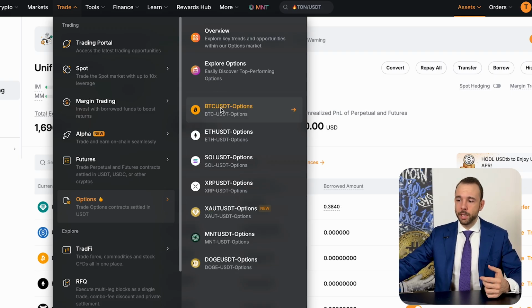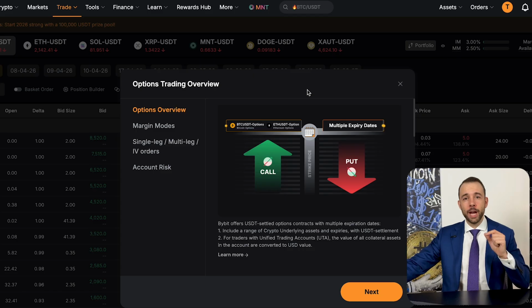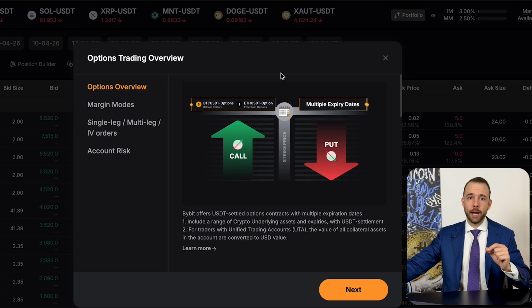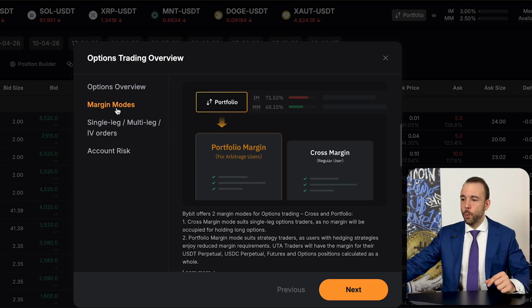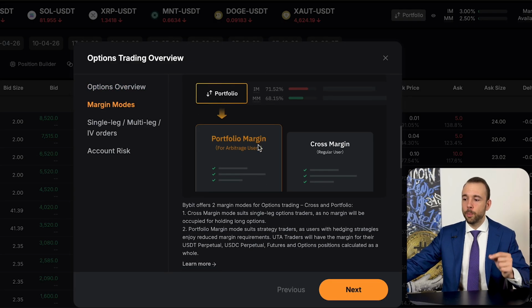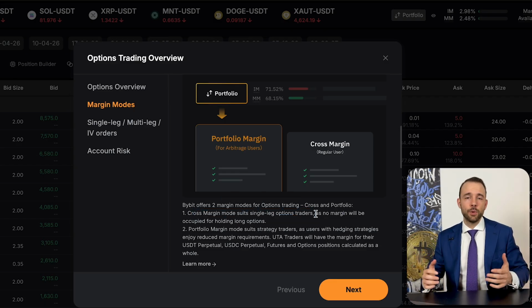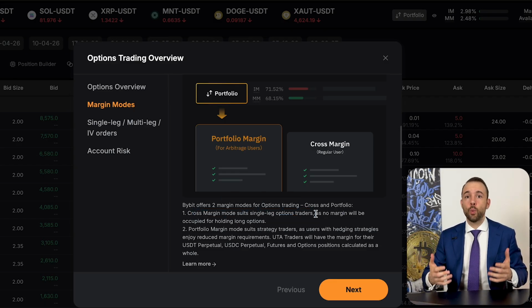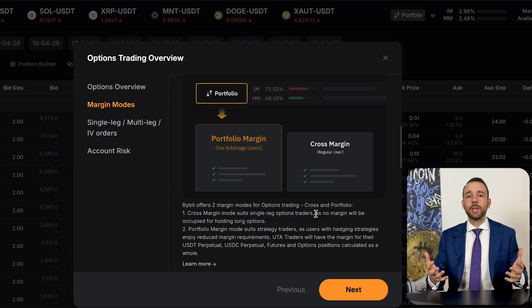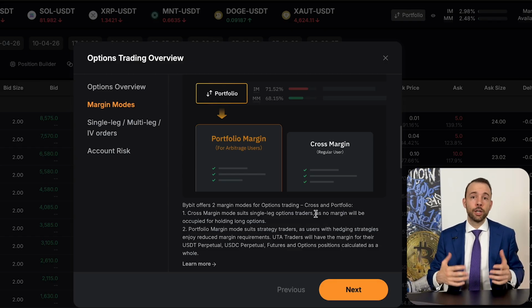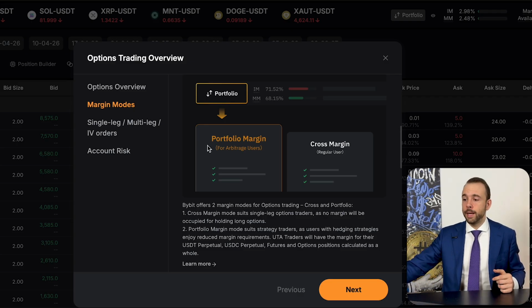Let's choose Bitcoin options. And before we start to trade options, the most important step is to choose the right margin type. If we go to margin modes, we can see that ByBit has two margin types, portfolio margin and cross margin. The cross margin type suits better for single-leg options trading. So that means if you would like to buy or sell one single option. But if you would like to trade more advanced strategies, which give you more flexibility and reduce the risks, portfolio margin is a better choice.